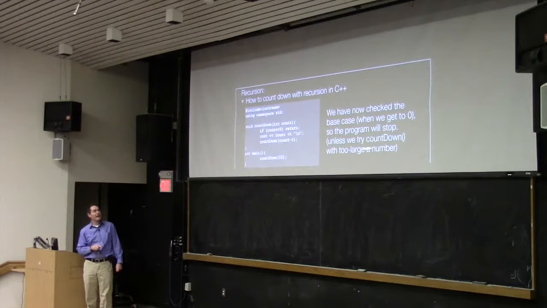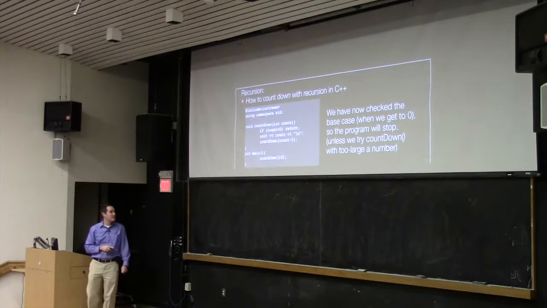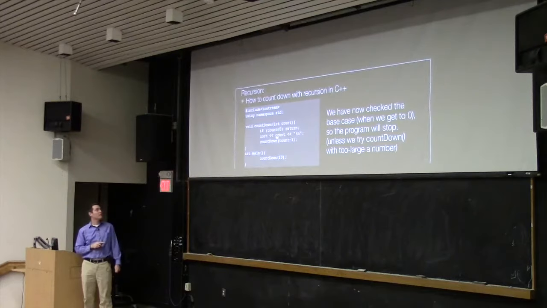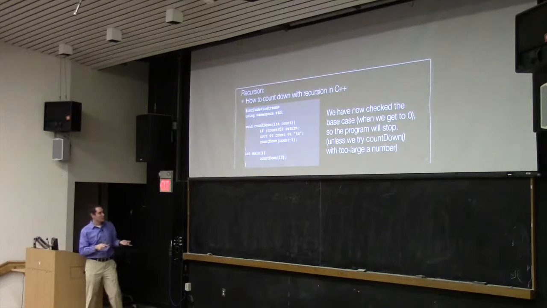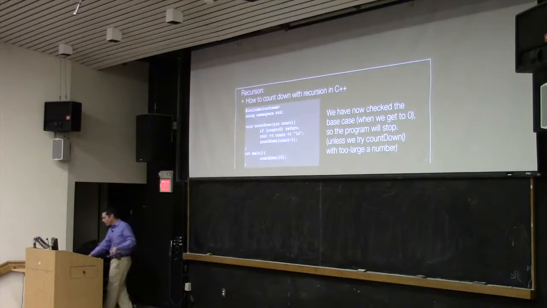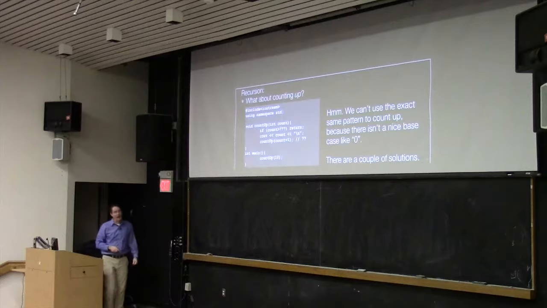Now, if we tried countdown with too large a number, same problem with running out of stack space. I'm not sure exactly what that limit is. You could probably check it pretty easily, by just doubling the size of the numbers that you want for this little thing. And then eventually, your program will start counting down, and then eventually just hit a stack fault, because it doesn't work. Okay. All right. What about counting up?